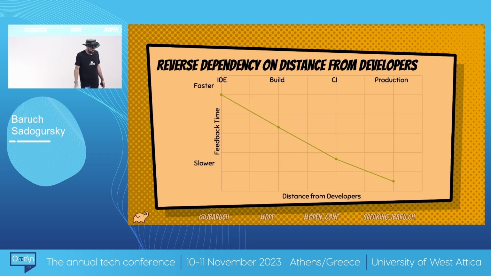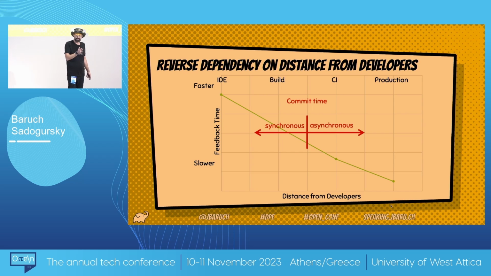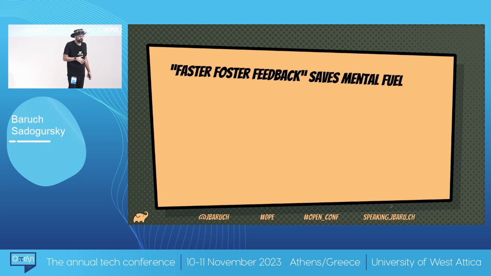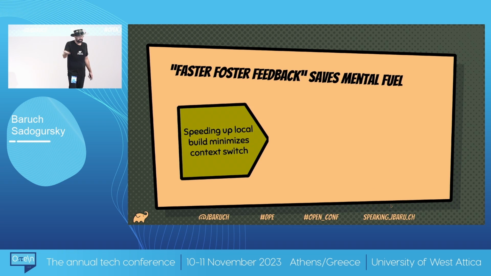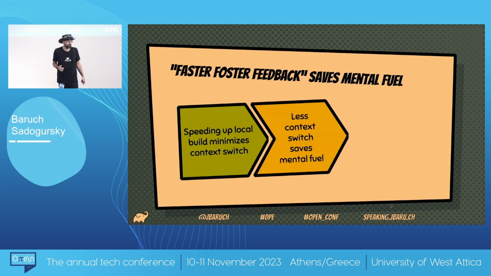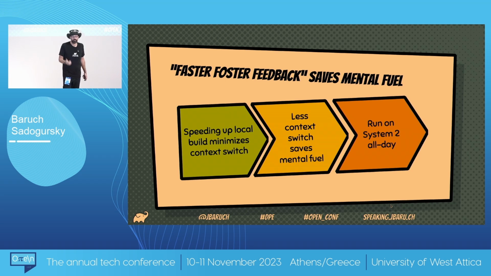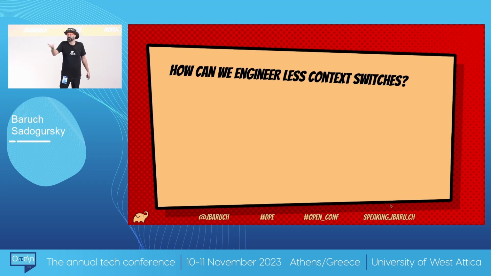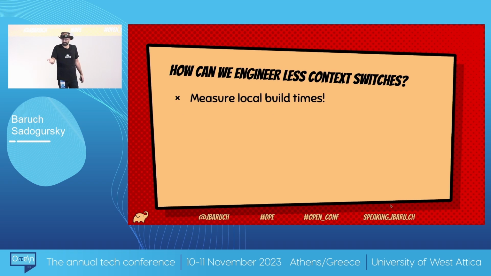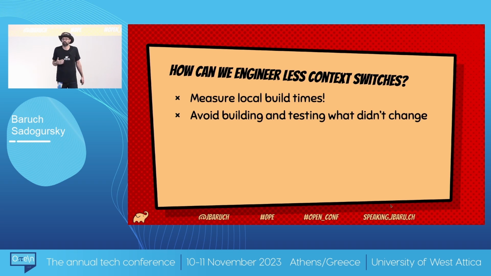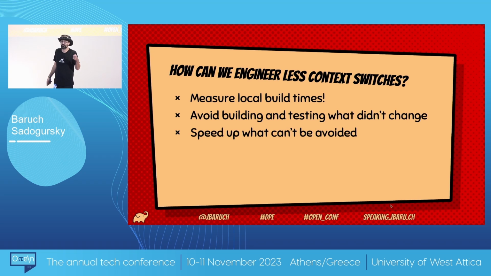So making your build fast is very important, right? This is what we want to do. Synchronous should be very fast. Asynchronous, we don't care. Foster faster feedback saves mental fuel. It's exactly about that. Speeding up local build minimizes context switch. Less context switch saves mental fuel. And then you run on System 2 all day long. This is where we want to be. How can we engineer fewer context switches? Measure local build times. Maybe you don't even know that you have this problem, and you're just so used to the context switch you don't even realize it. Measure it and check. Avoid building and testing what didn't change. Use the build tool that allows you to do that. Speed up what cannot be avoided. And that means your local machines should be very powerful.